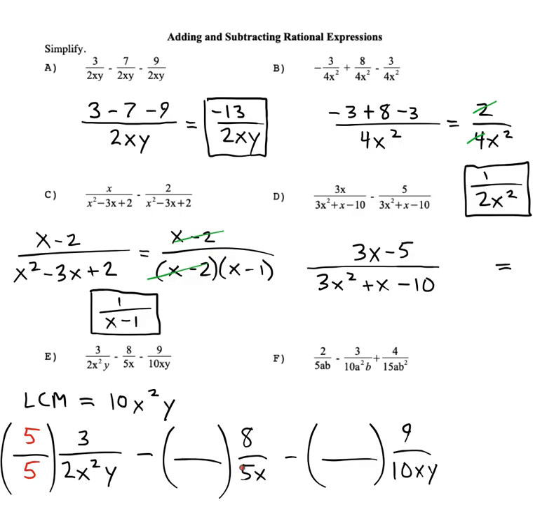For our middle term here, we've only got a 5x, but we need 10x squared y. So we better multiply by 2xy, actually, on both the top and bottom. Since we're multiplying by something over itself, it's just 1, so we're not really changing the value of that term, but we are going to be changing the denominator into 10x squared y, which is what we need. Here we've got 9 over 10xy, so let's multiply by just x over x. That'll give us the 10x squared y that we need.